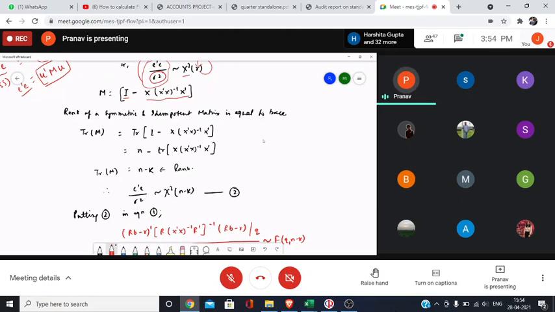Rank of a symmetric and idempotent matrix is easily calculated by calculating its trace. अब trace क्या होता है? Trace of a matrix is nothing but sum of all the diagonal elements of the matrix. जितने भी एलिमेंट्स इस डायगोनल, प्रिंसिपल डायगोनल पे होते हैं, उन सब का जब आप सम करोगे, वो जो सम होता है उसको ट्रेस ऑफ अ मैट्रिक्स बोलते हैं.